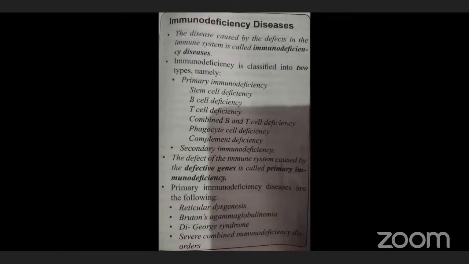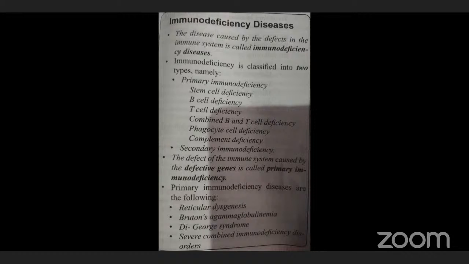Next one is immunodeficiency diseases. What is the meaning of immunodeficiency diseases? Defects in the immune system are called immunodeficiency disease. That is also present in your NEET syllabus. I think it is not in NCERT, but surely it is present in the NEET syllabus.